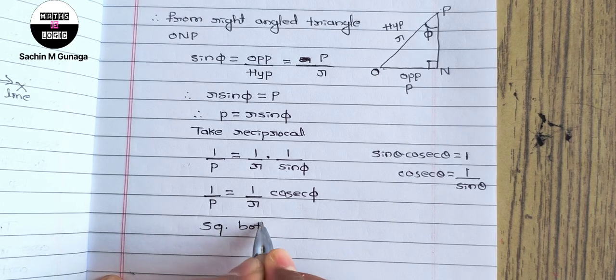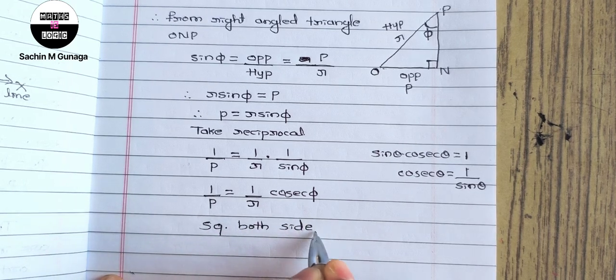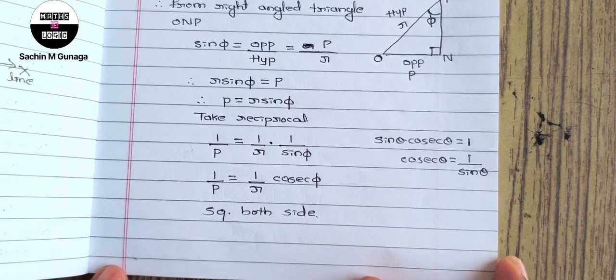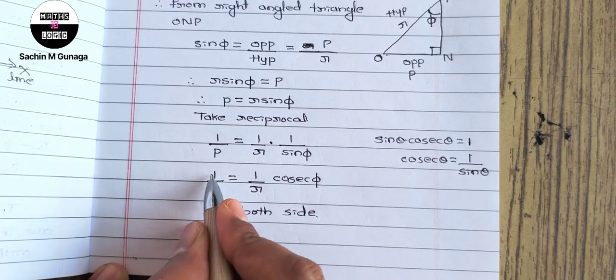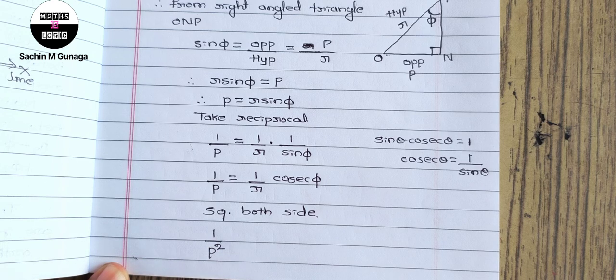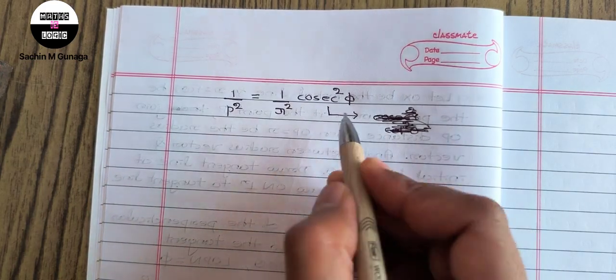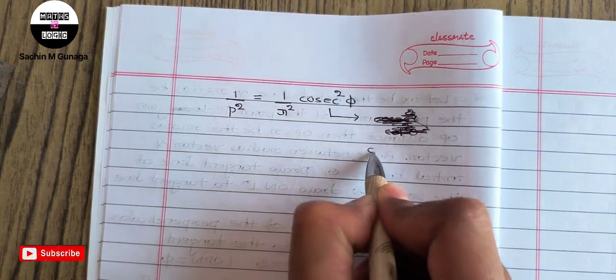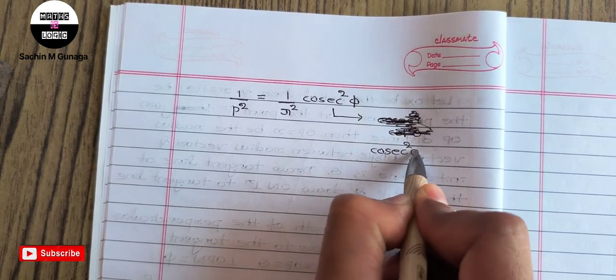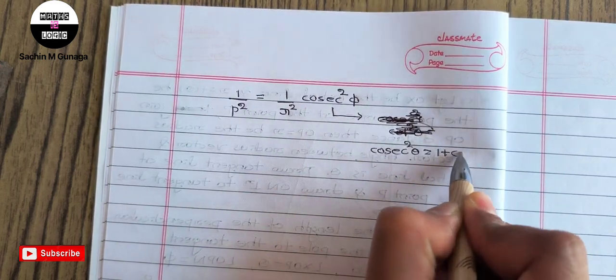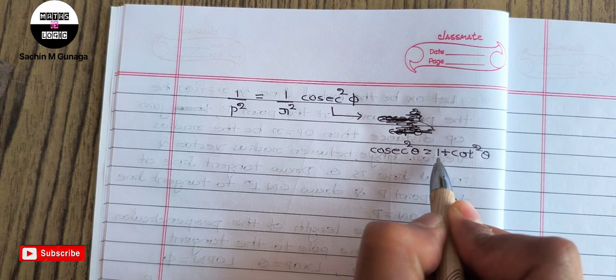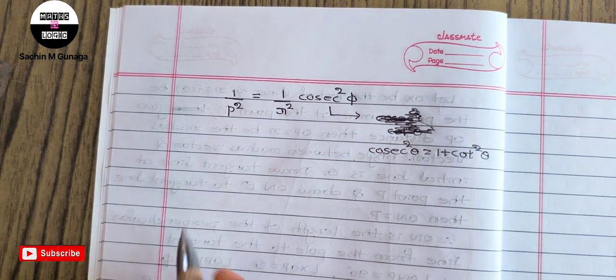Squaring both sides. 1 divided by 1 square is 1, P becomes P square, equals, again 1 square is 1, R becomes R square into, next it is cosec square phi. So in trigonometry there is an identity. What is that? cosec square theta is equals to 1 plus cot square theta. So this formula here we are going to apply.